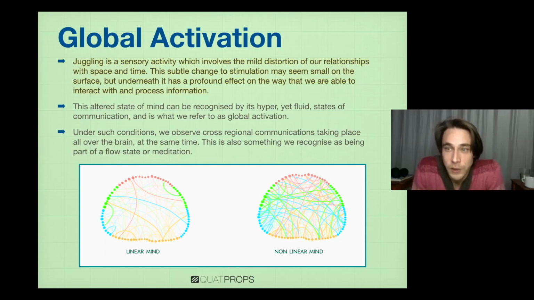It really changes the way the brain is organizing information while we are experiencing these activities. This altered state of mind can be recognized by its hyper yet fluid states of communication, and is what we refer to as global activation. Under such conditions, we observe cross-regional communications taking place all over the brain at the same time. This is also something we recognize as being part of a flow state or meditation.